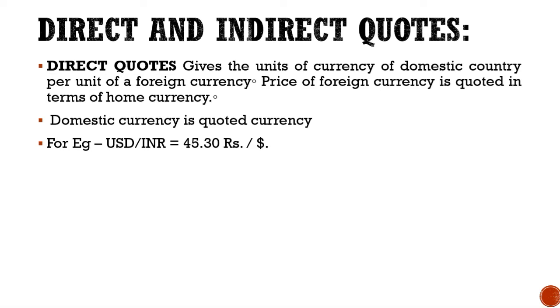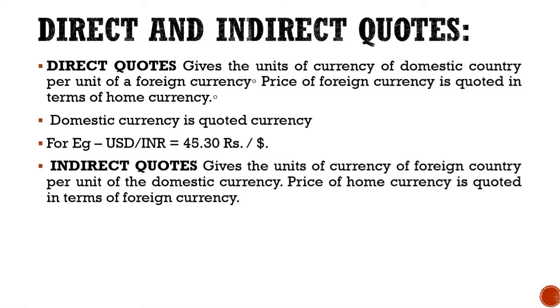Here India is the country in which it is a direct quote. Now the reciprocal of this. In order to solve this, we have to think we are from India. So in order to purchase USD, 1 unit of USD will cost us 45.30 rupees. So this is a direct quote for India. Now the exact opposite version of this: to find out how many dollars 1 rupee can purchase is known as the indirect quote.